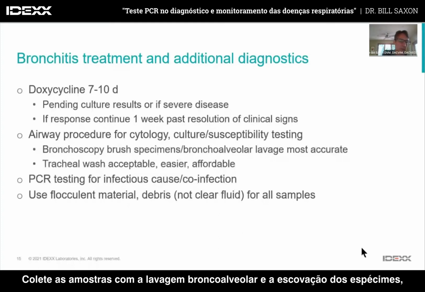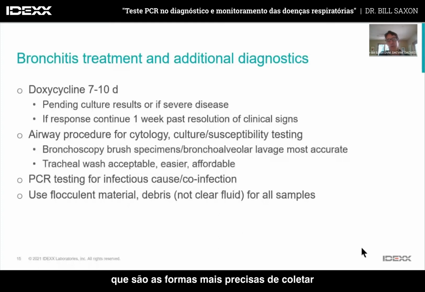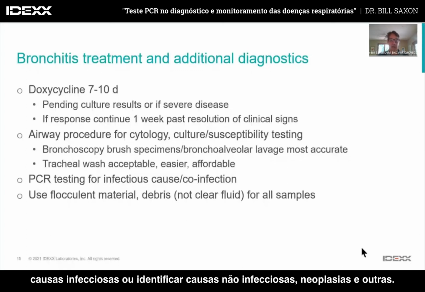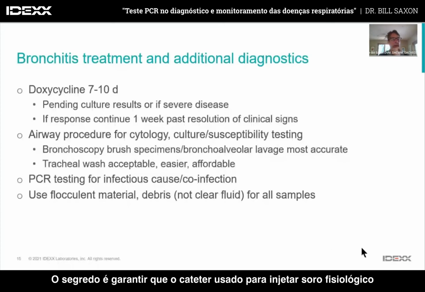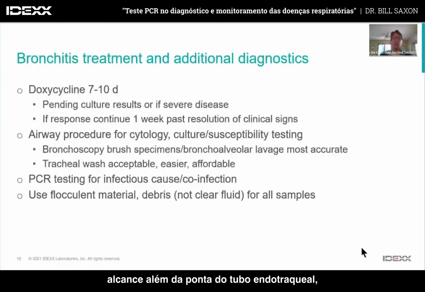Get your samples. Bronchoalveolar lavage and brush specimens are the most accurate ways to recover either infectious causes or identify non-infectious causes of neoplasia and others, right? If that's not an option, that's fine. Your typical transtracheal wash right through the sterile endotracheal tube, perfectly fine. The key there, you have to make sure that your sterile catheter into which you're injecting the saline is beyond the tip of the endotracheal tube. You don't want to aspirate fluid in the endotracheal tube, so make sure that the tip of the catheter that you're infusing the saline through is beyond the tip of the endotracheal tube.